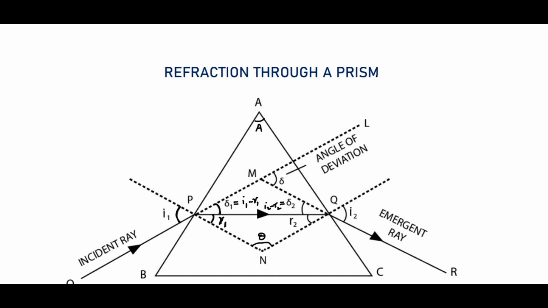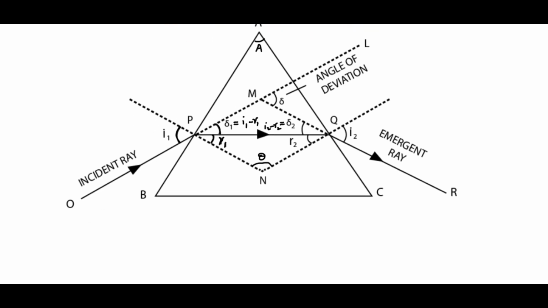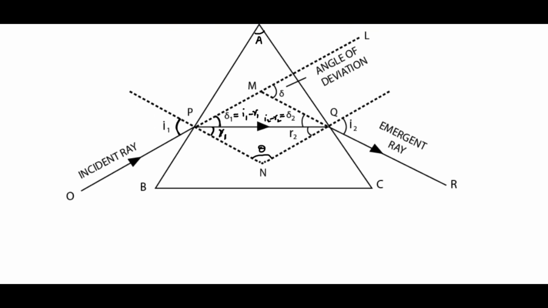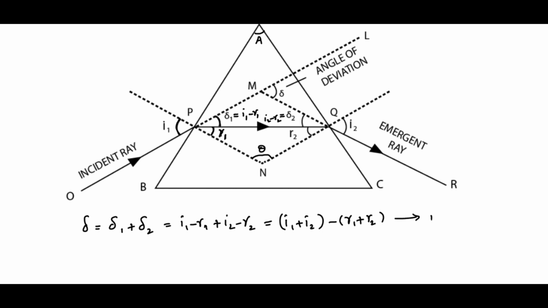Now, what is the total angle of deviation? The total angle of deviation delta is equal to delta 1 plus delta 2, that is I1 minus R1 plus I2 minus R2, that is equal to I1 plus I2 minus (R1 plus R2). You can take it as equation number 1.